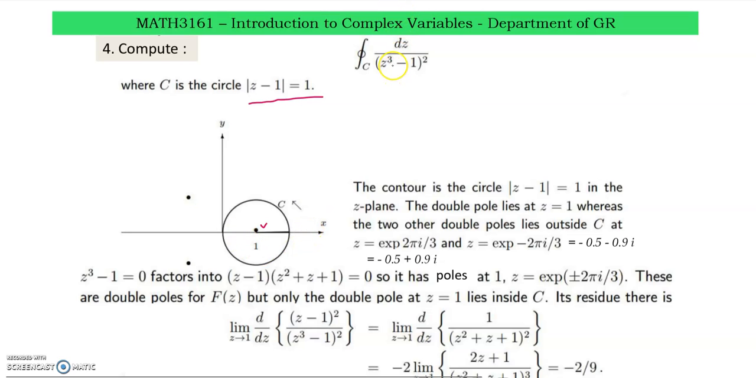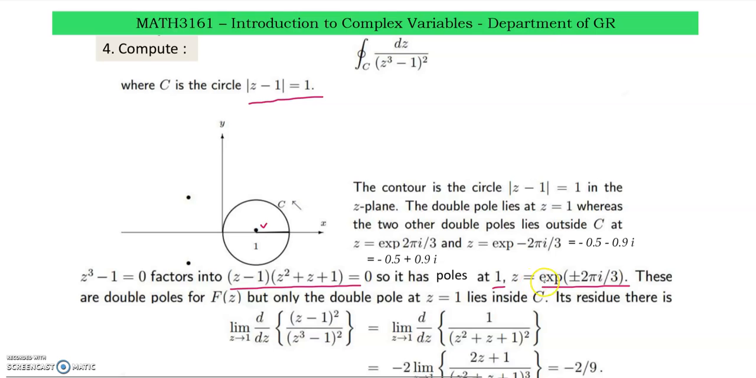Then what you do? Now you see here, z cube minus 1 is given. So you make factors: (z minus 1)(z square plus z plus 1) equal to 0. So what are the poles? I can say at z equal to 1 there is a pole. Understand? Now next you check whether these poles are inside or outside. See here, z equal to 1 is definitely inside. Okay, z equal to 1 is inside the C.